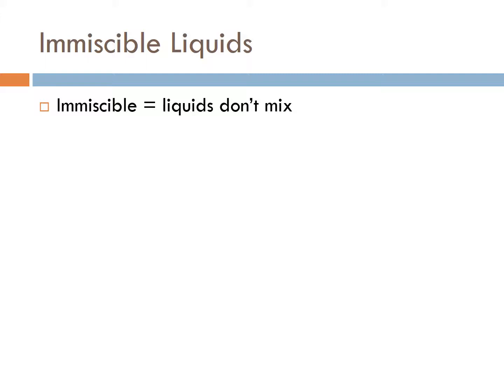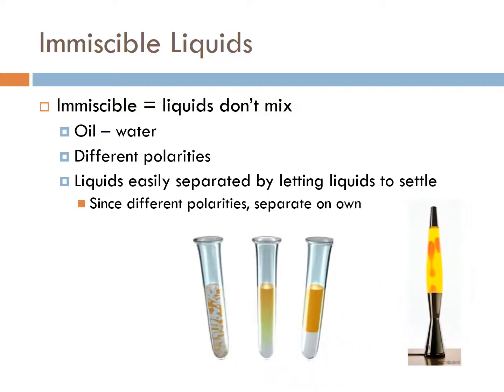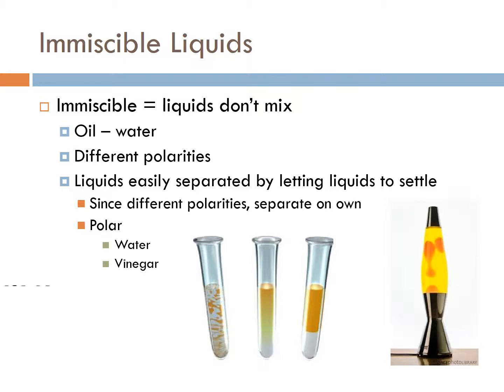Alright, immiscible liquids, they don't mix. So oil and water, different polarities. Oil is nonpolar, water is polar, so they aren't going to mix. Usually this is done very easily by using a separatory funnel, just letting them separate by themselves, and then you can either decant or use different separation techniques. So for example, you have to let it sit and let the oil go to the top, and you can separate. So water is polar, vinegar is polar, nonpolar is like oil, like gasoline, which is from oil.